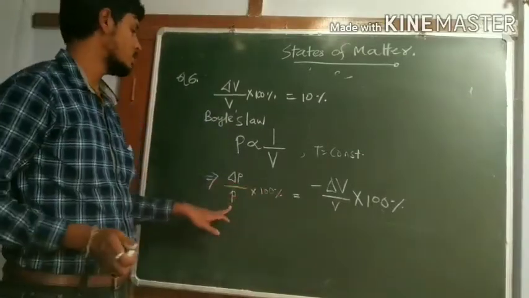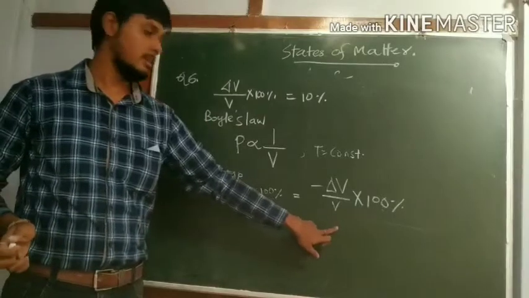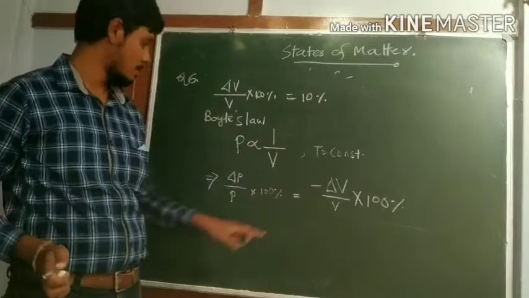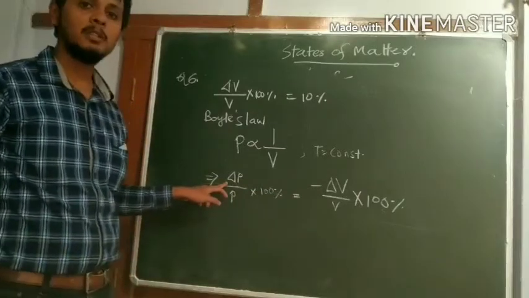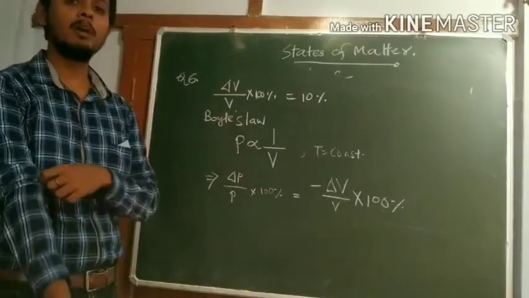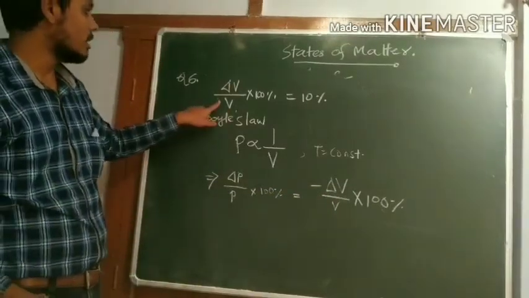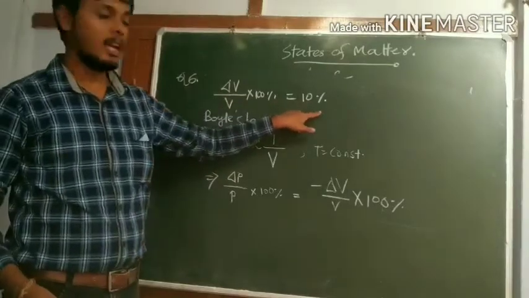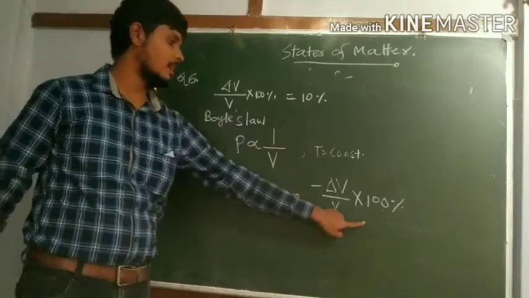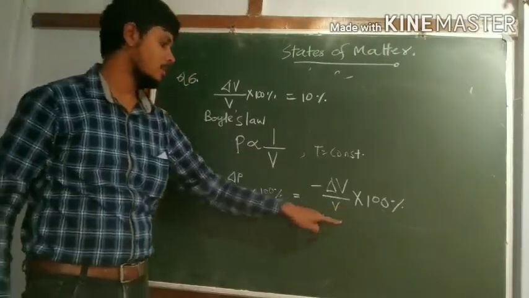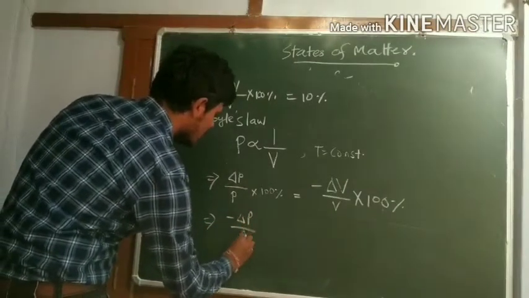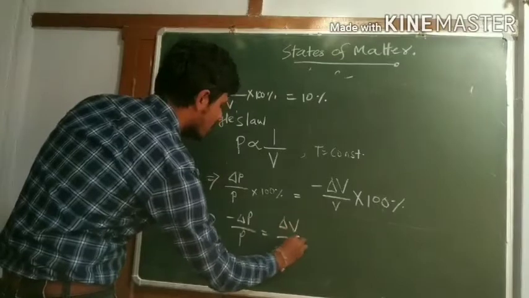Why? Because if pressure increases positively, volume will decrease. That means the negative sign shows decrease. Del P is positive, that means pressure is increasing. Del V is negative, that means volume is decreasing. If pressure increases, volume decreases; if volume increases, pressure decreases. Now here what is given is del V by V into 100 equals 10%. Or I can write it like this, minus del P by P equals del V by V.